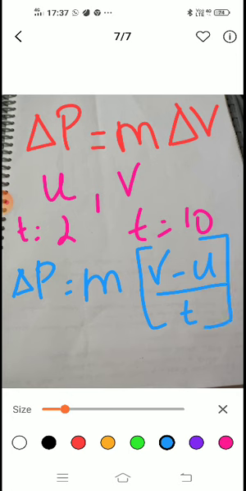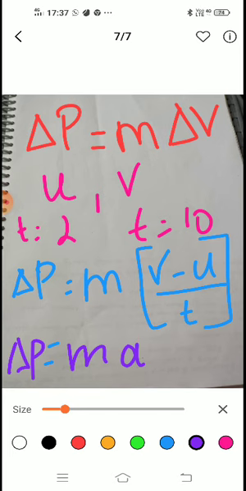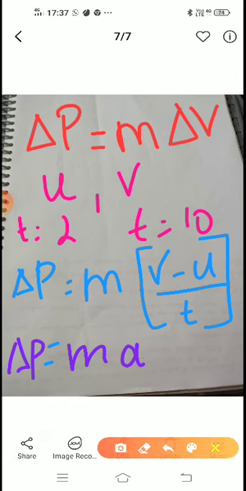Remember, use this equation from your second chapter. We have learned this in your second chapter, because change in velocity means there are two velocities, final velocity and initial velocity, and they change with respect to the given time. Therefore v minus u divided by t. So what is this quantity? V minus u by t is nothing but your acceleration. So the change in momentum is nothing but mass into acceleration.